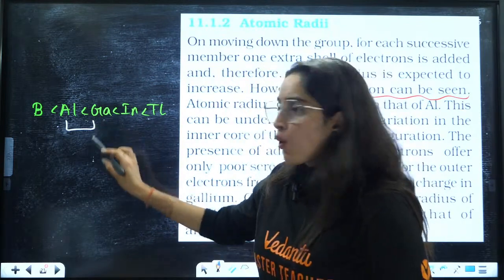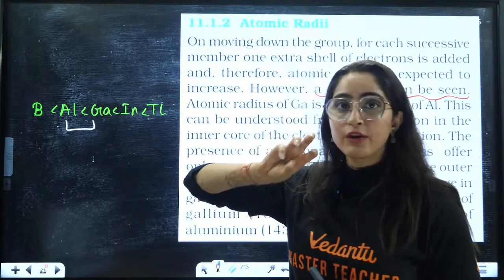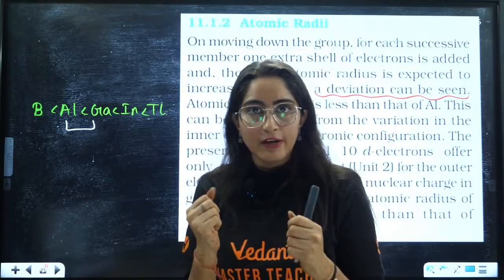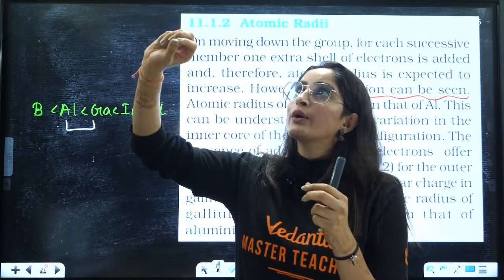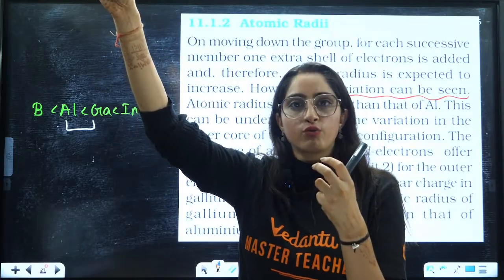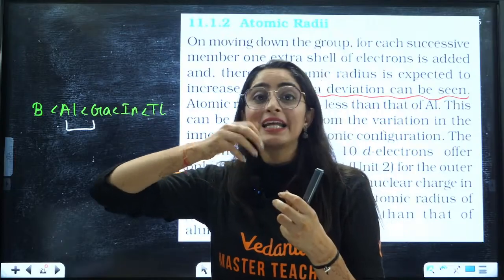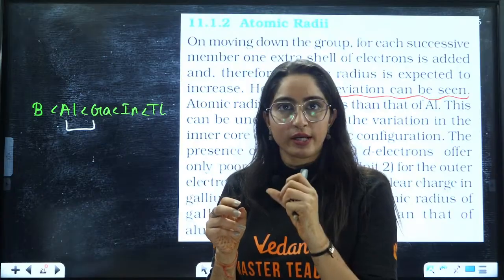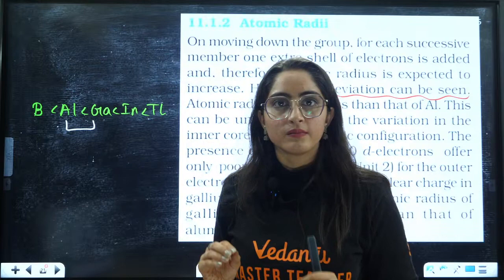Now, what should happen in detail? These d electrons that we have added here have a poor shielding effect. Because of that, they are not able to shield the inner core electron from the outermost electron. These d electrons that we are adding in the d block are not able to shield it. That is why the size is decreased. Understood? Okay, I'll draw a diagram for that.